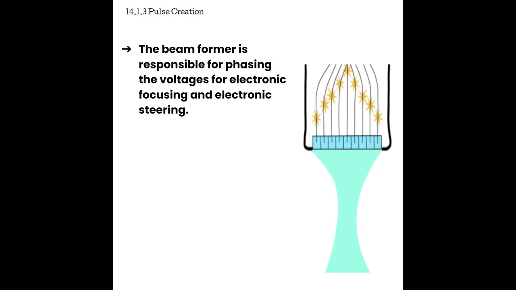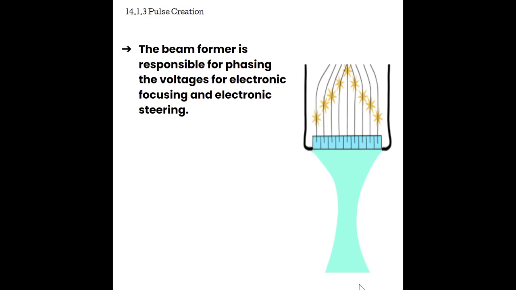And all of this is going to happen during transmission. This is all to get ready to make an ultrasound beam. The beamformer is also an integral part during reception, because during reception, the beamformer is going to adjust for dynamic receive focusing and dynamic aperture.